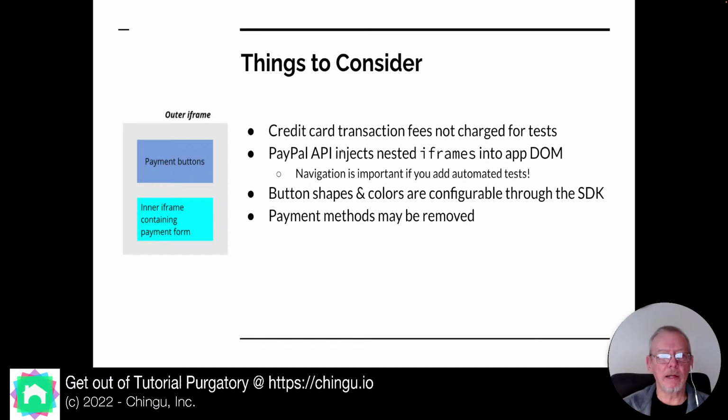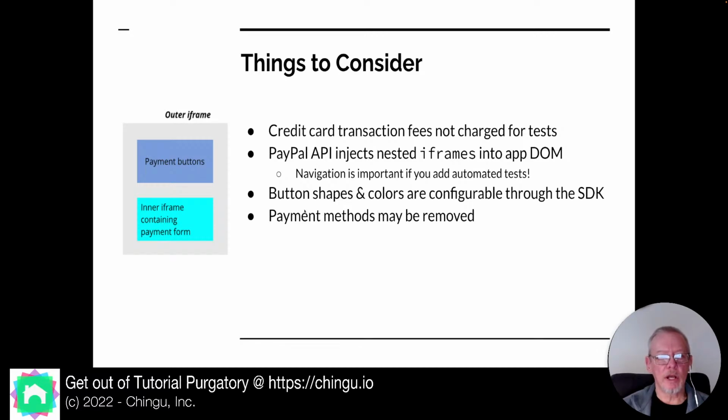The other thing to keep in mind is that PayPal, the API, is going to inject these nested iframes into your web pages. That's important if you're going to do automated testing, or if you need to do some type of customization to what they're adding to your DOM, as in our case where we wanted to change that Z index. And just graphically, this simple diagram shows PayPal inserting an outer iframe. It contains the payment buttons, but then nested in this outer iframe is the iframe that contains the payment form.